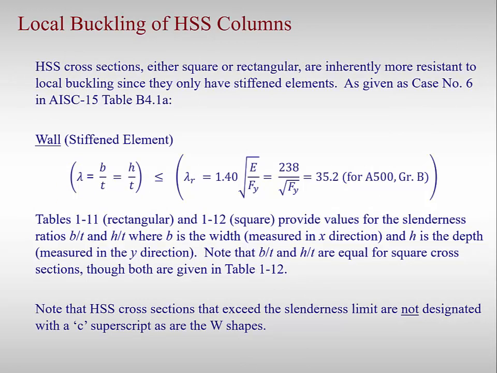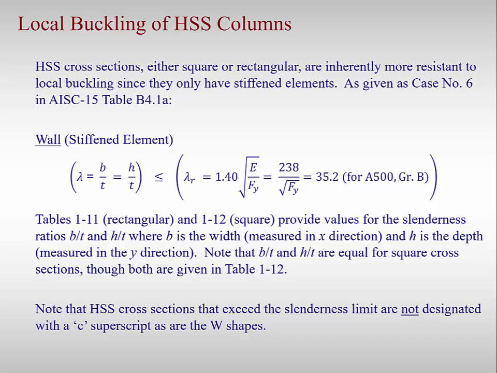Since HSS shapes are also used for columns, particularly square HSS shapes, local buckling of these shapes will be discussed here. Both square and rectangular HSS cross sections are relatively more resistant to local buckling, as there are no unstiffened elements. Note that for rectangular shapes, the width to thickness ratio is given as b over t for the short side, which is actually the x direction, and h over t for the long side, which is the y direction.